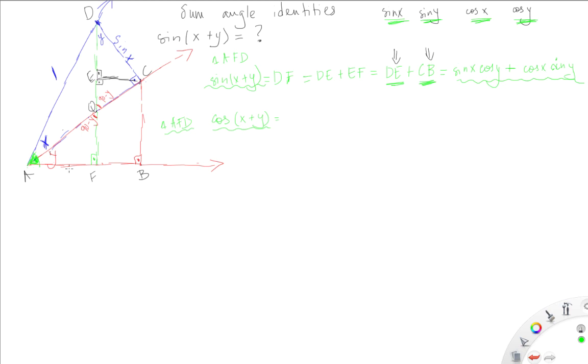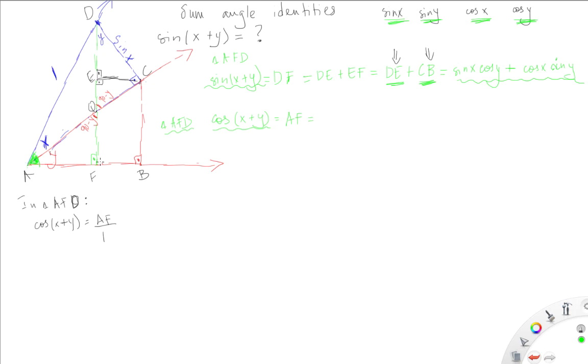AF is adjacent to the angle x plus y. It's adjacent to the angle we care about. So I'm going to write this over here. So in triangle AFD, we have AF adjacent to x plus y, therefore cosine of x plus y is really equal to the adjacent side AF divided by the hypotenuse of 1. So cosine of x plus y is really equal here to side AF.